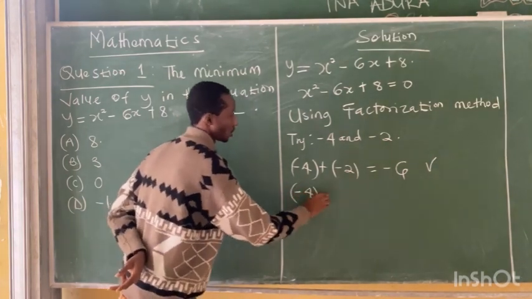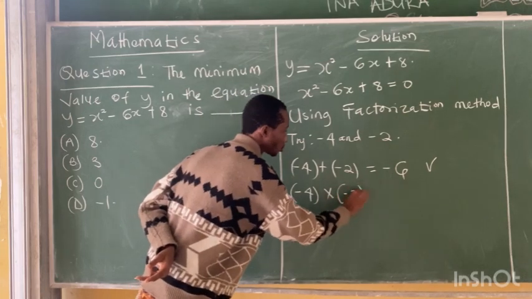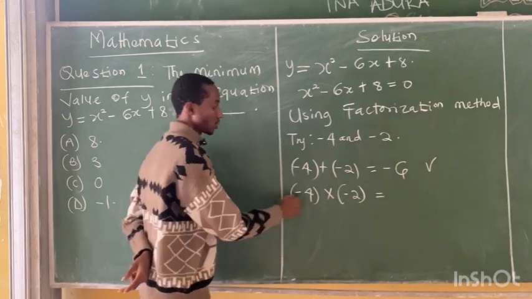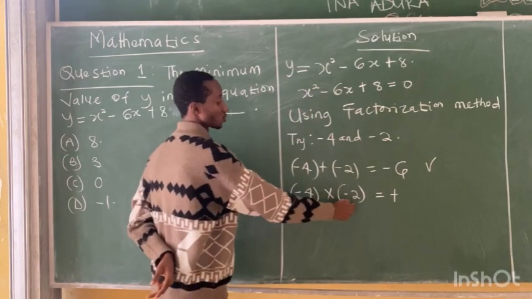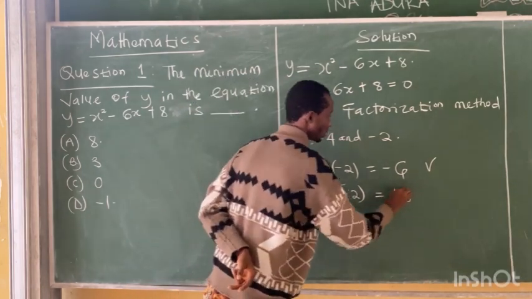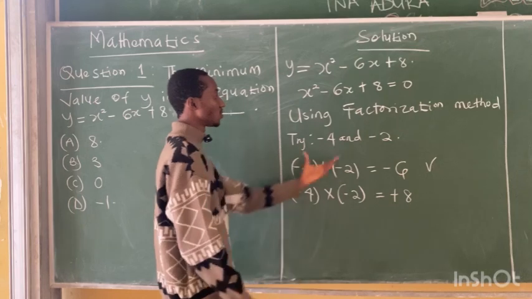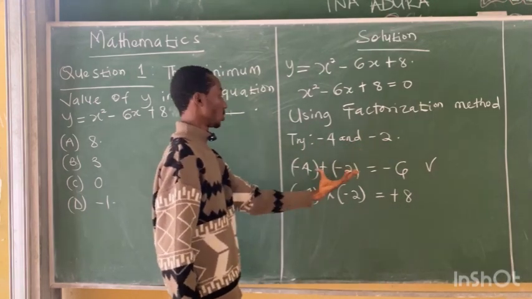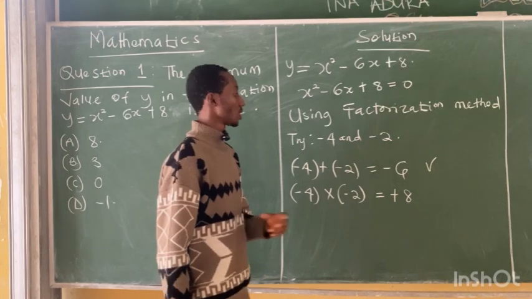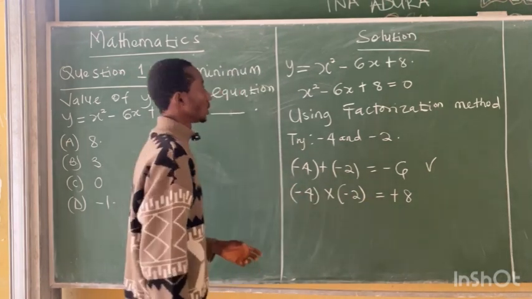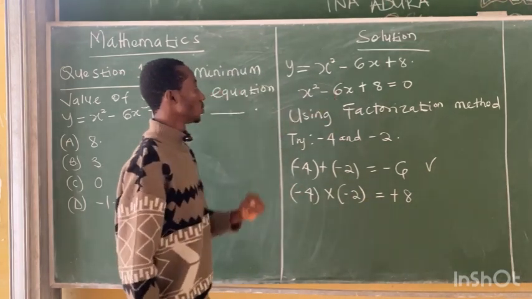Minus 4 times minus 2. Minus times minus will give us what? Plus. 4 times 2 gives us 8. So these two values satisfy the condition. We have minus 4 and minus 2. Now, having gotten these two values, we substitute them directly into this equation.